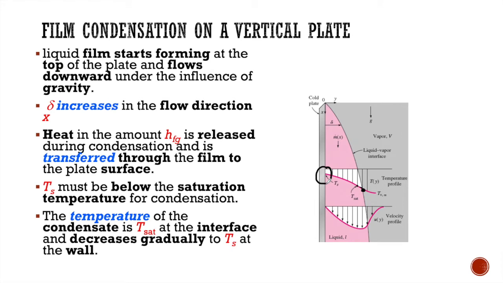The temperature of the condensate is T saturation at the interface and decreases gradually to Ts at the wall. So here is the T vapor, and then the temperature reduces as it goes to the T surface. It starts from the T vapor, then reduces to T saturation, and then reduces to T surface.